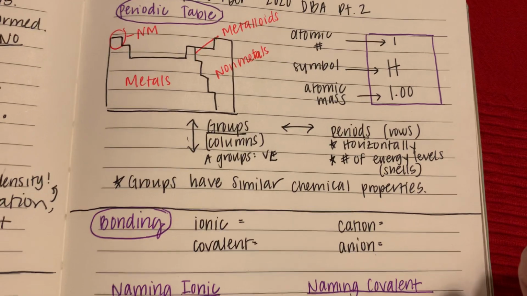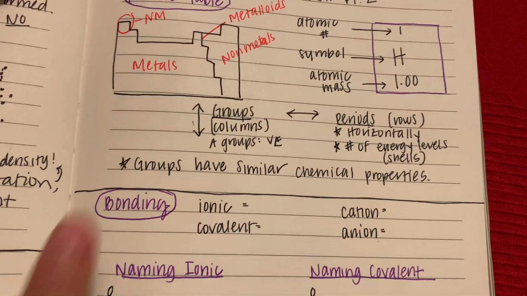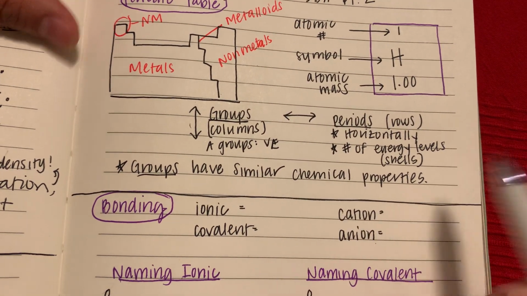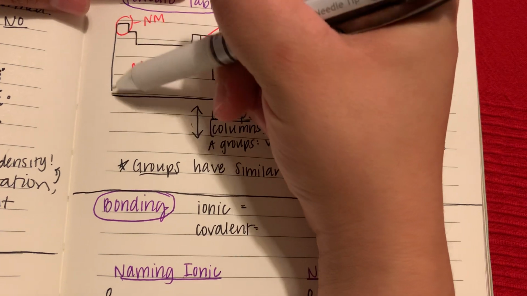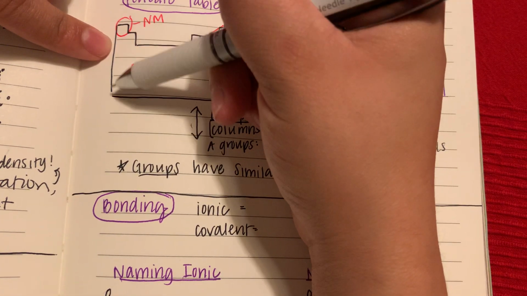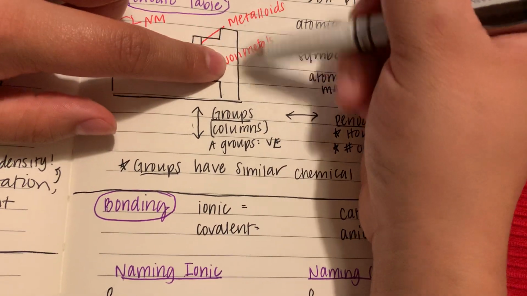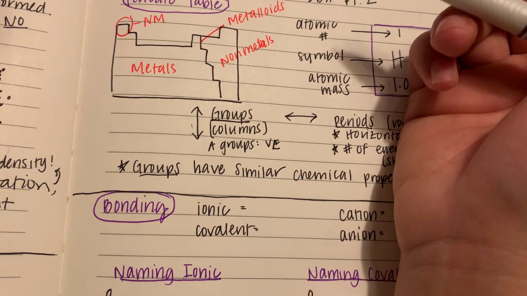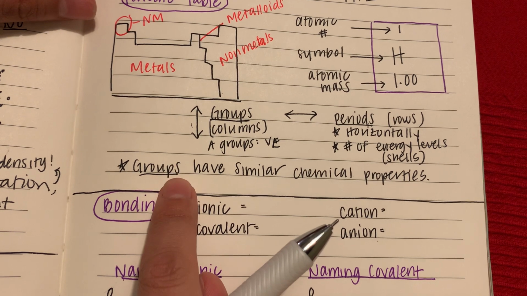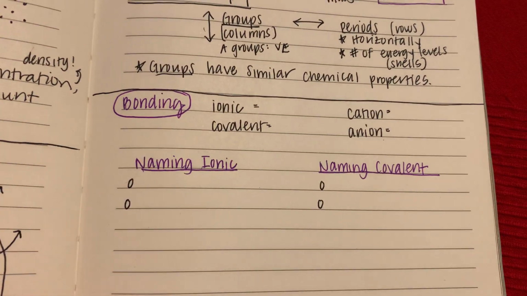They each serve their purpose on the periodic table, right? And what I want you to also remember is that groups have similar chemical properties. If I look at this first group where I have hydrogen and then lithium, all of the alkali metals have similar properties, right? If I look at the noble gases, all of the noble gases have similar chemical properties. So keep that in mind and remember it if you do take the DBA this week, okay?